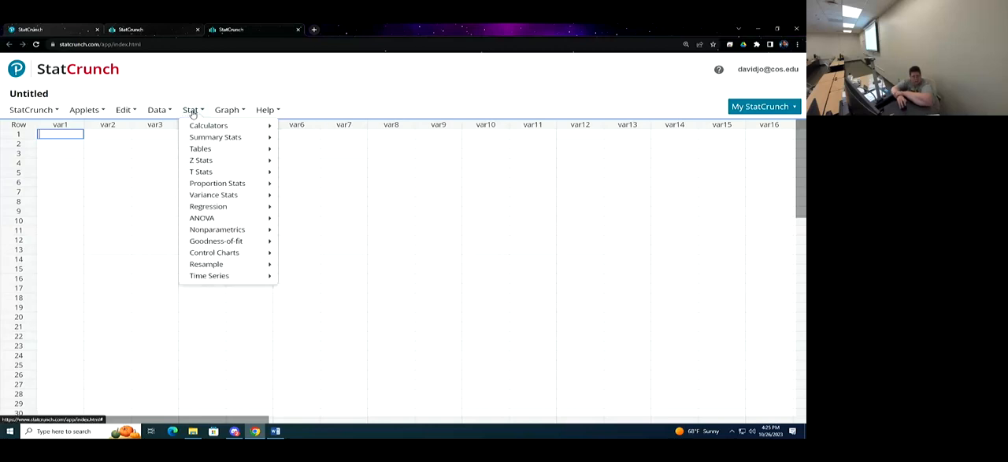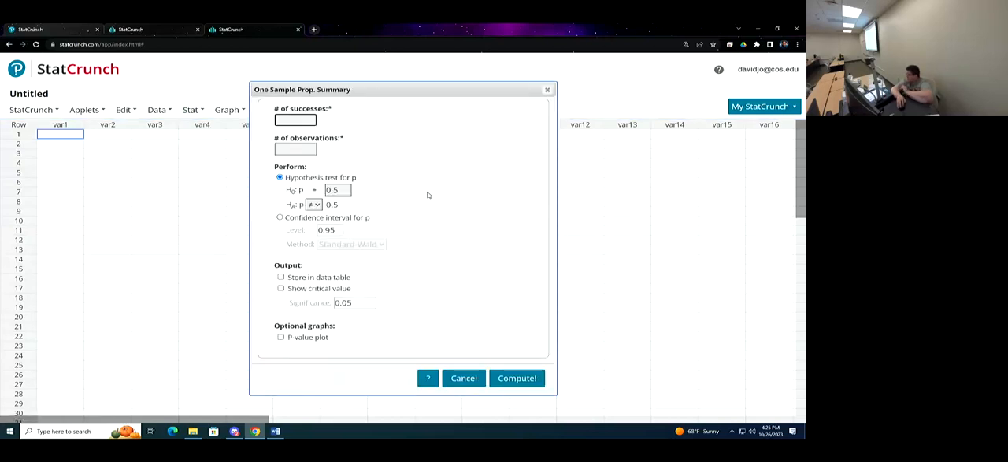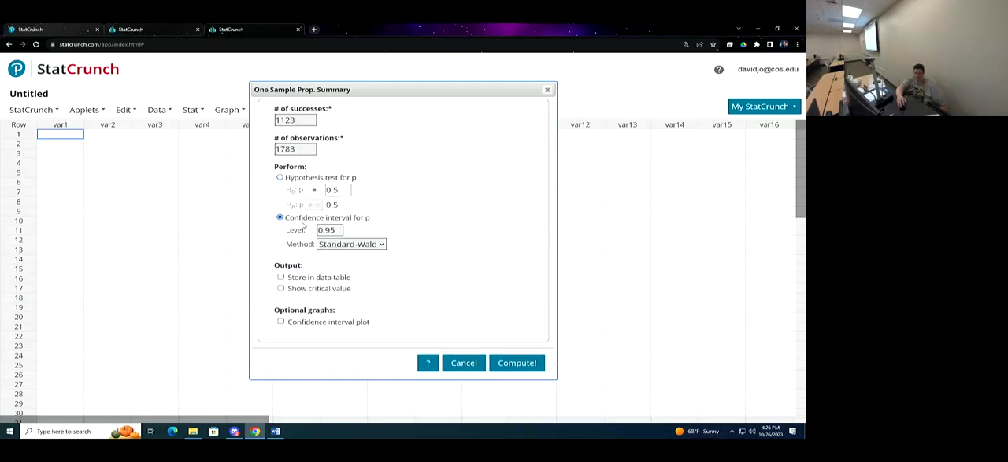For this section, we were talking about doing stats, proportion stats, one sample. We did not get the 1,783 individual responses. We were just told how many said yes. That's a summary, so we're going to use summary. We had 1,123 people out of 1,783 in favor of the death penalty. We're going to do a confidence interval, and we want to change it to 90%. So I'm going to change this to 0.90, and we're going to click compute.